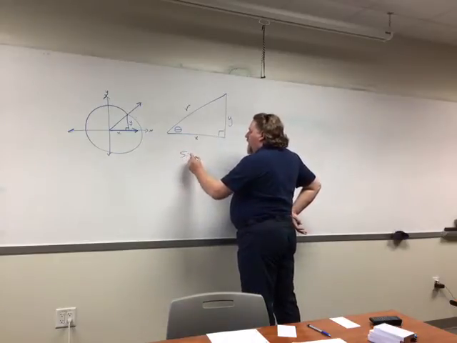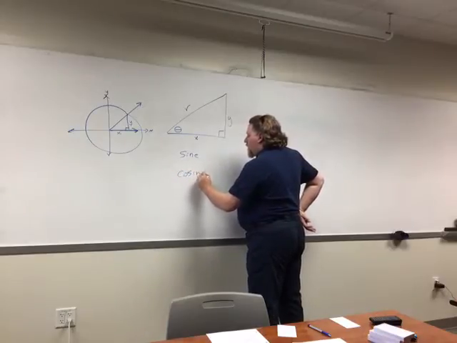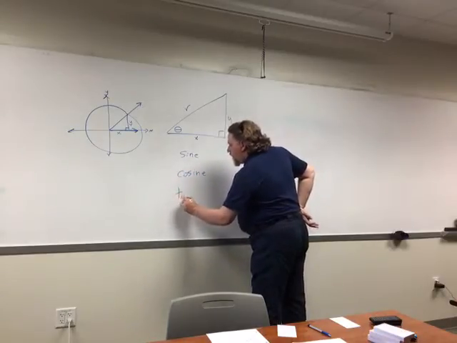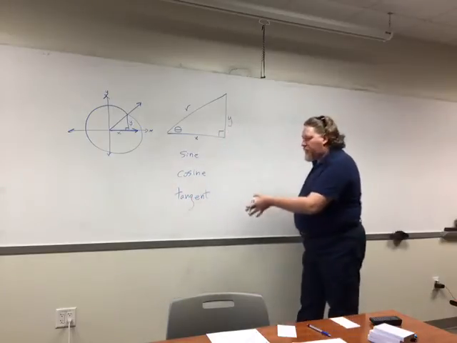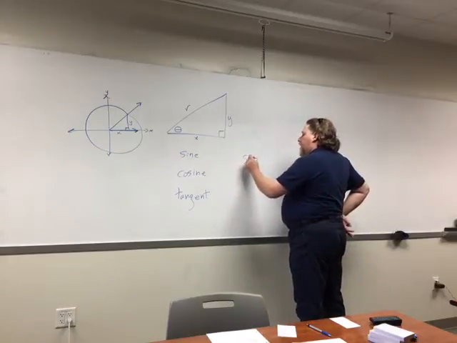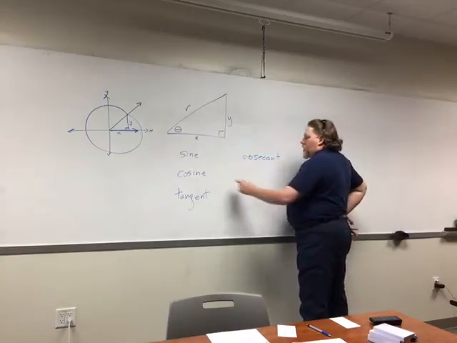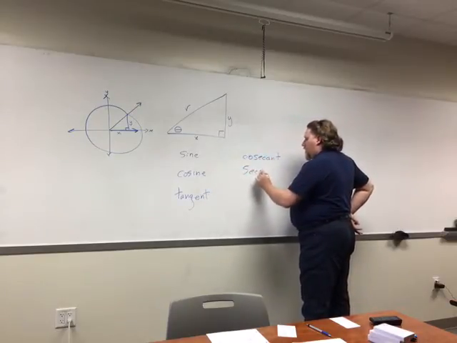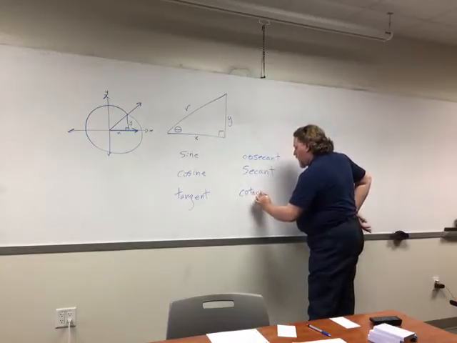They are sine, cosine, tangent. These are the big 3. These are the 3 we're going to use the most. There are 3 others. They are cosecant, secant, and cotangent.